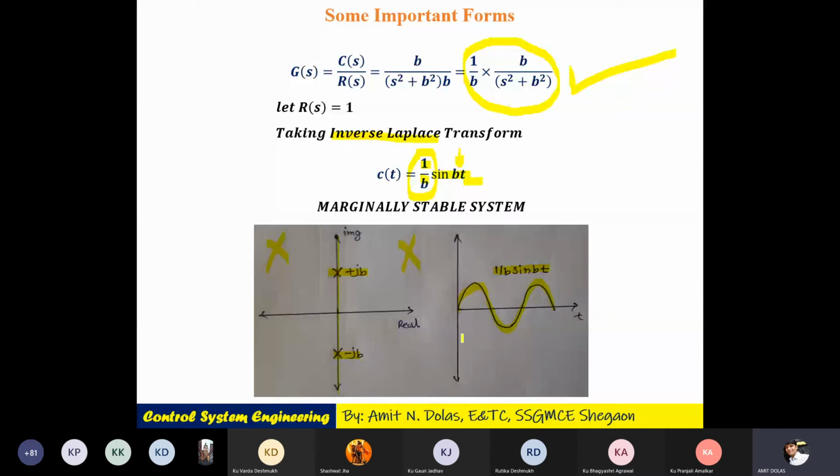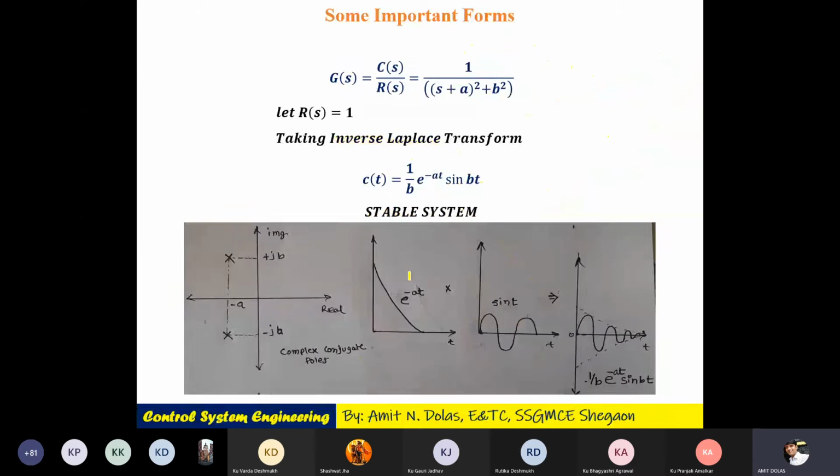Now what about the output? Is it bounded or unbounded? Of course it is not going towards infinity, nor towards minus infinity. So it is bounded. I'll write B. Bounded means it is stable. But if I integrate this, it is not absolutely integrable. That's why it is marginally stable. Generally, please remember, if the poles are on the imaginary axis, then it is marginally or critically stable because the output is not absolutely integrable. So this is one of the examples.